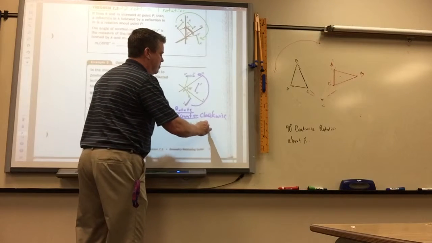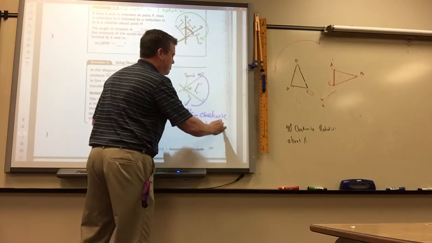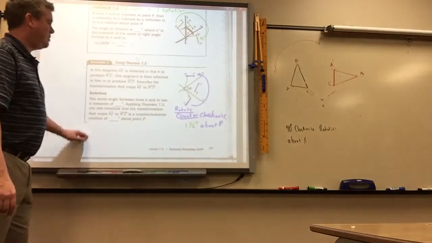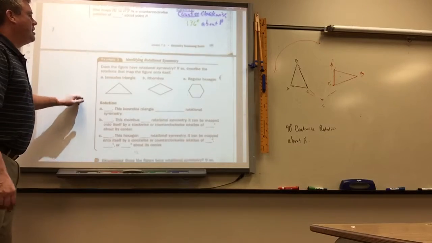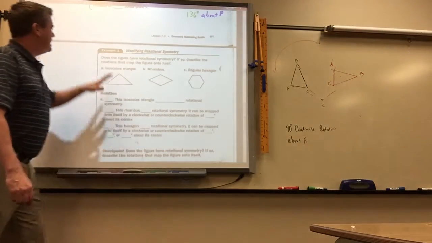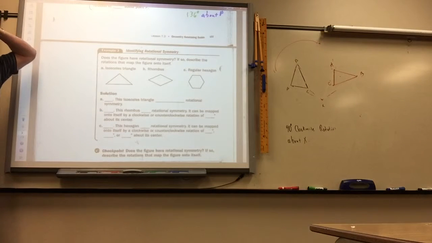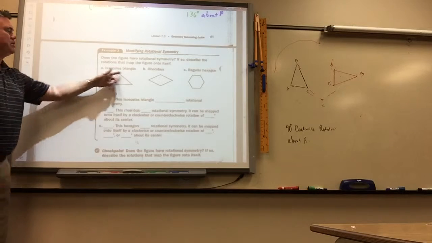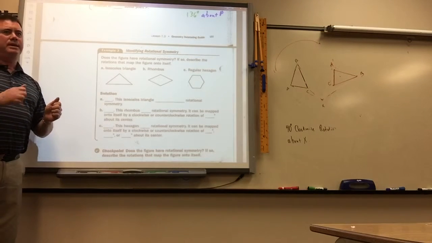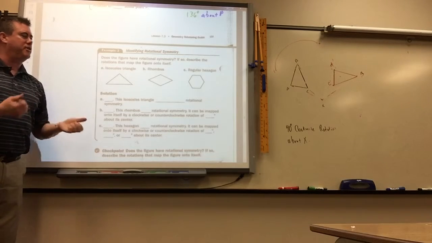136 degrees about P. You have to put the point that it rotates about. Okay, the rotational symmetry. Does this isosceles triangle have rotational symmetry? No. It would take a whole turn before it looked the same. And again, you could just turn your book to figure that out.